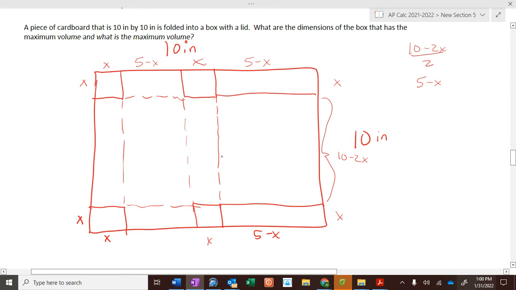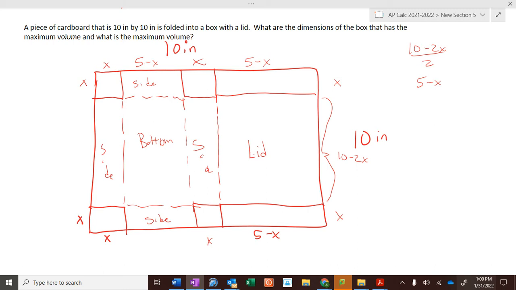10 minus 2x. So basically, this is the base of the box. These are the sides. This is a side, a side, a side, and a side. This is the lid, and this is the bottom. So if you would fold it up, it would be a folding box with a lid that would go over the top.